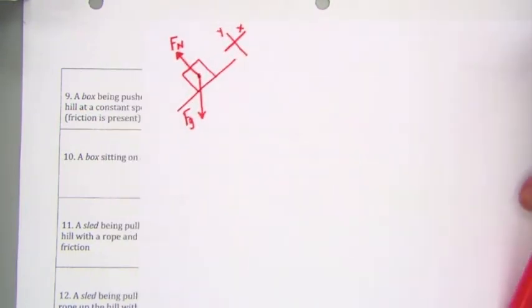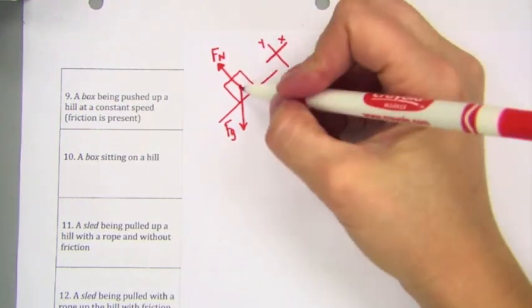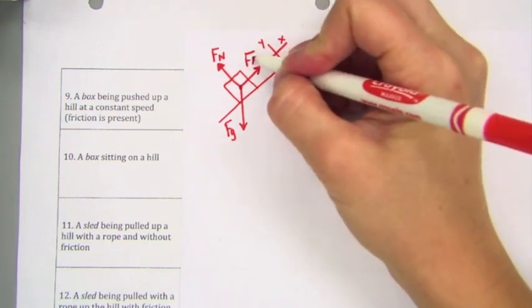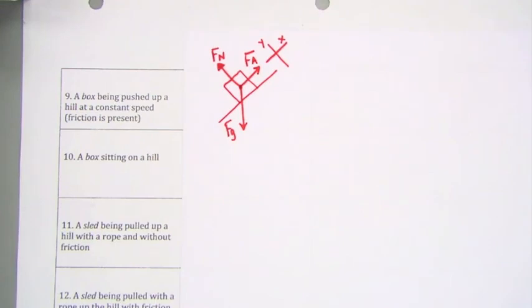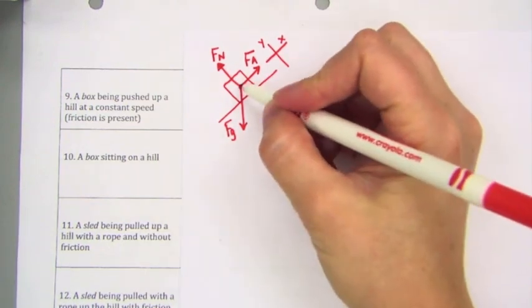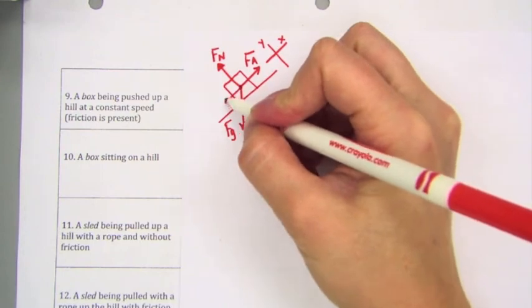Okay, now read the situation. A box is being pushed up a hill. So if I'm pushing up the hill, I have a force applied. In this problem, it tells friction. So friction always goes the opposite direction of motion. The motion of the object is going up the hill, so friction has to go down the hill.